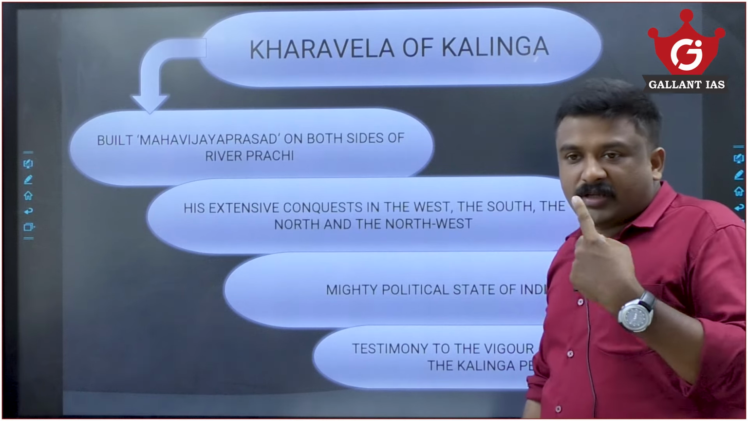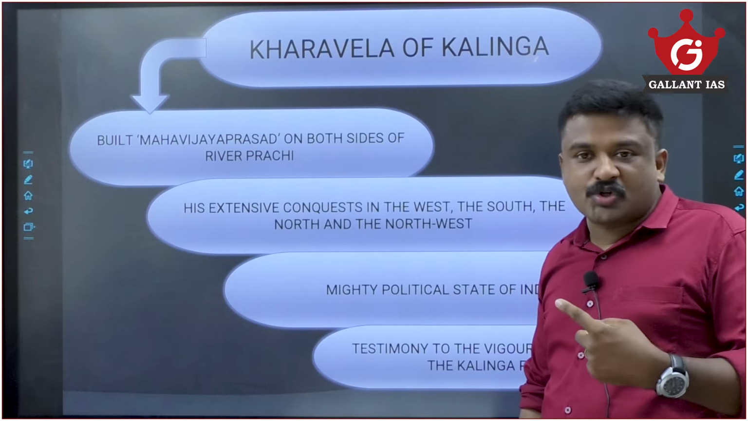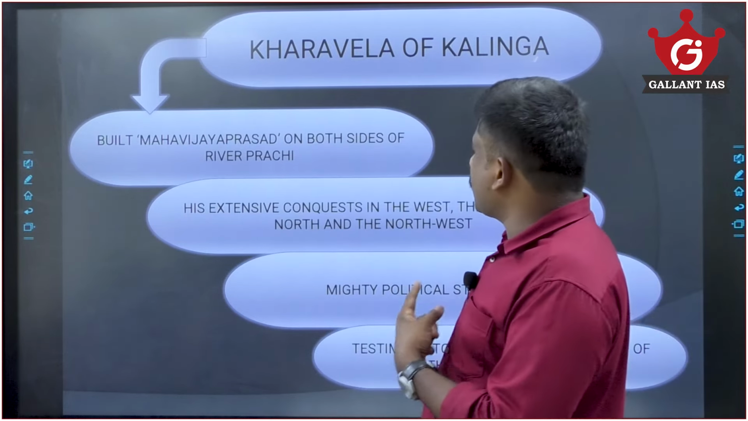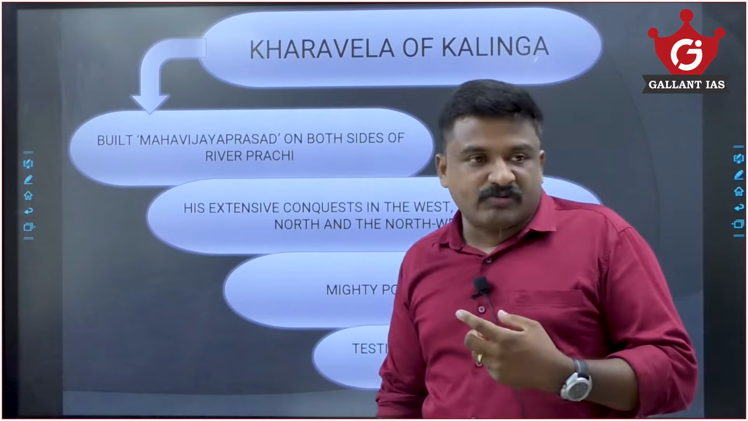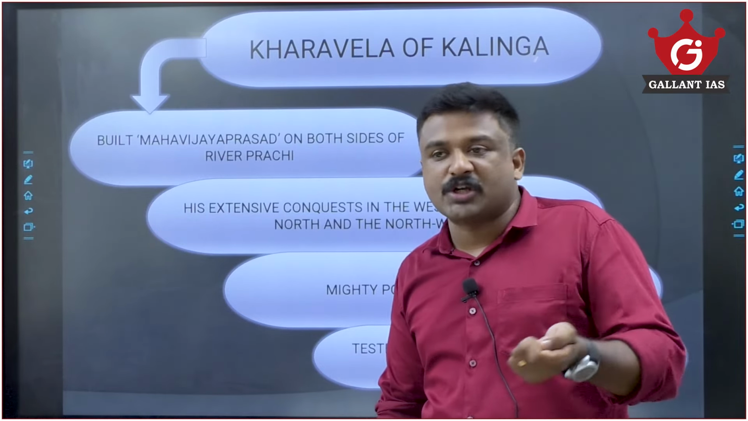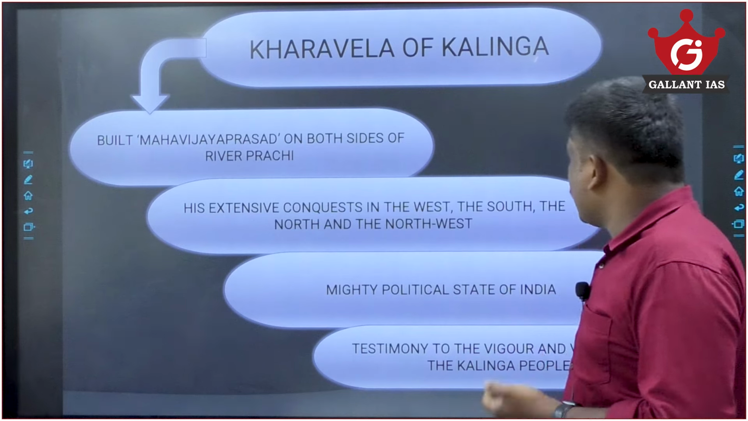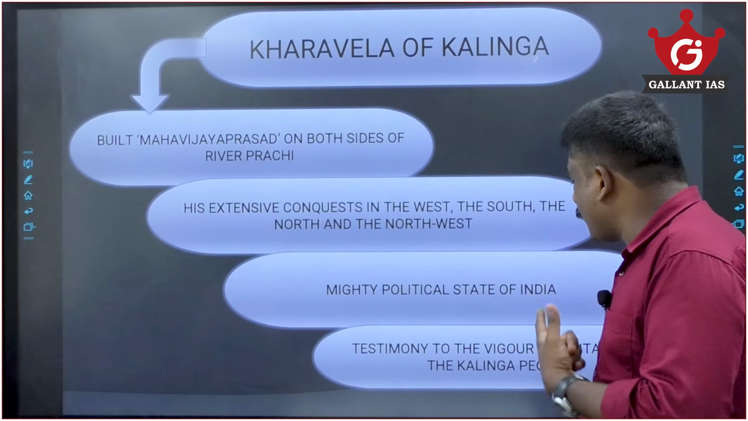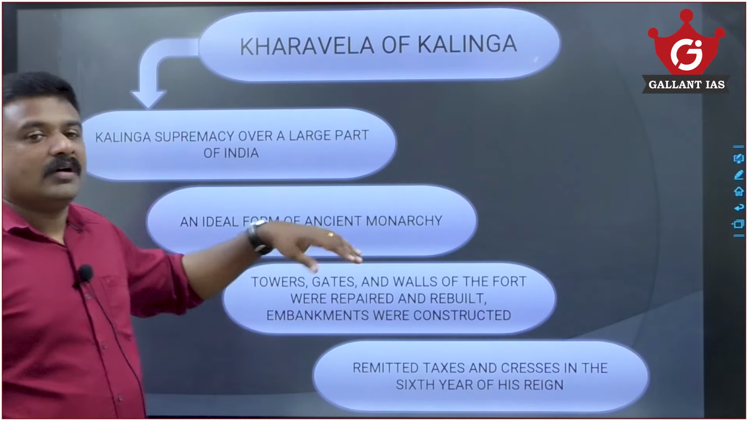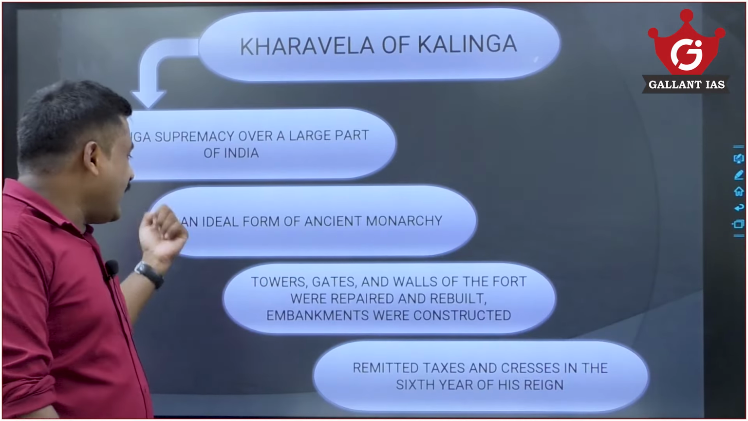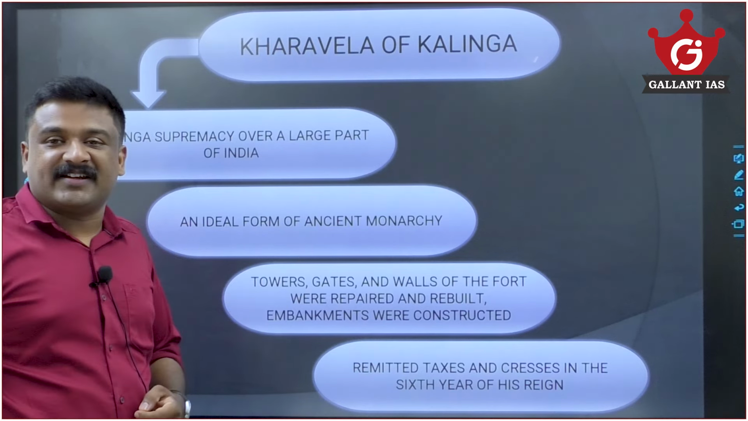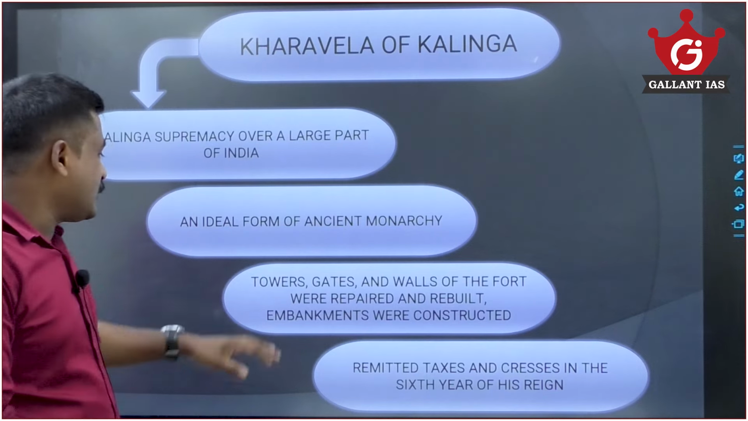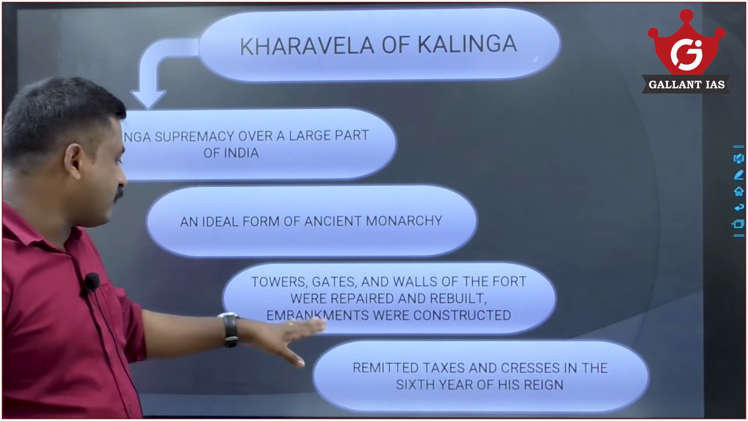He is known for the construction of gateways, forts, palaces and marvelous structures. Mahavijaya Prasada on both sides of Prachi is a testimony to his victories and achievements. Similarly, he conquered in all directions and established a very strong political state in India. The Kalinga state is regarded as an ideal form of ancient monarchy. Towers, gates and walls of the forts were repaired and rebuilt.